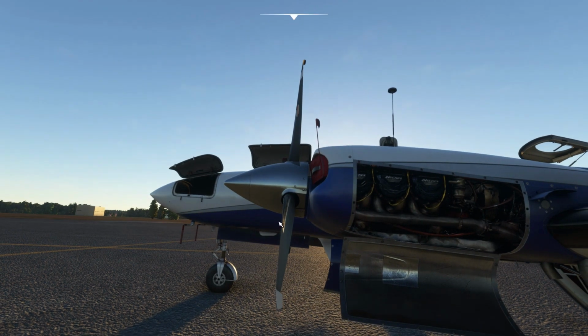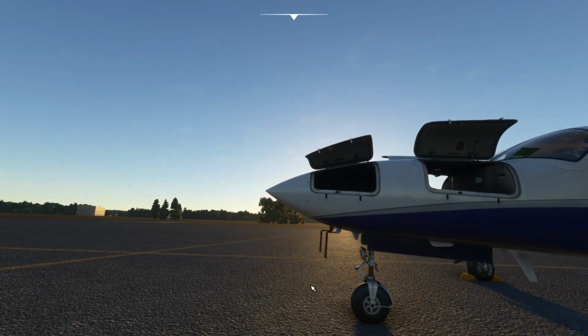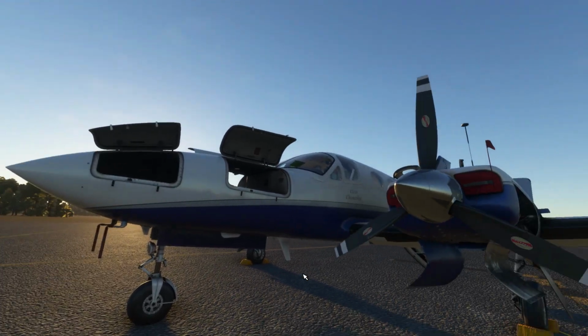Oh, I haven't talked about the tips. So the tips are curved for the propellers of the Chancellor. This is basically a wingtip, a winglet, sorry, which drives down the drag created by the blade, and of course the whole flight becomes more efficient.